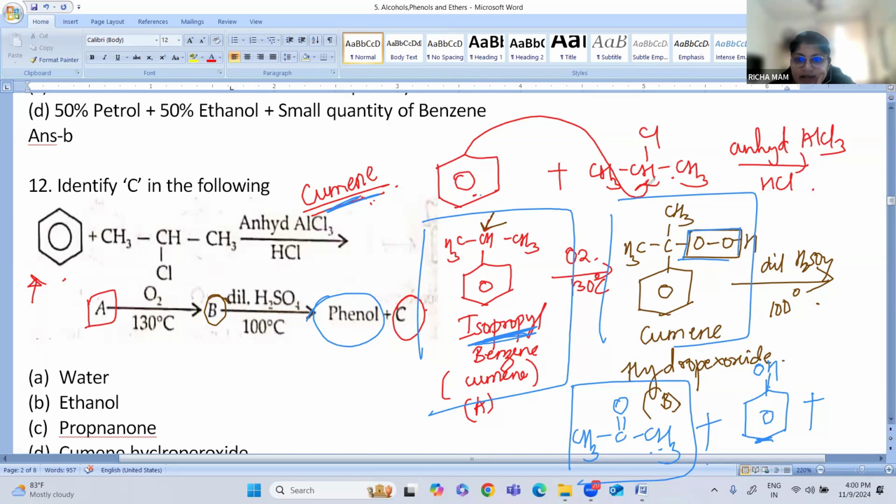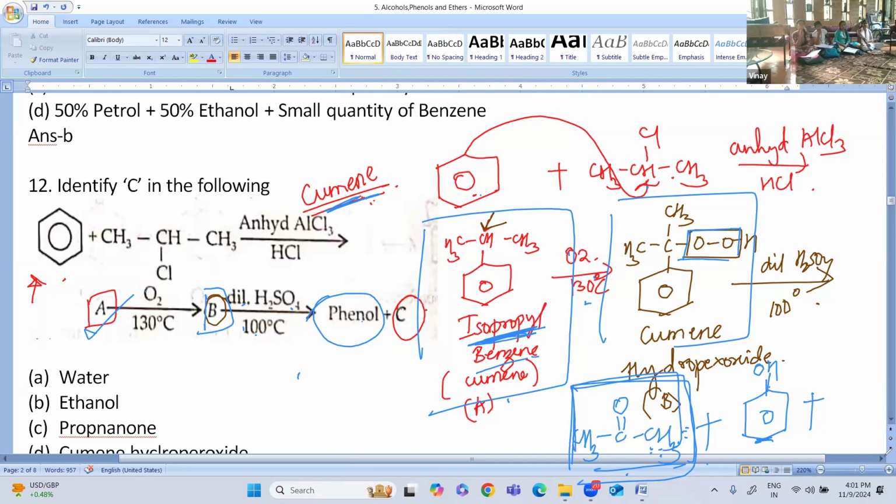So benzene reacted with isopropyl chloride gives isopropyl benzene, that is cumene, our A. Then reacted with O2 at 130 degrees Celsius to give cumene hydroperoxide, B. When you treat it with dilute H2SO4, you are going to get phenol and C, the byproduct. Here the byproduct is very important, so from this you can prepare acetone also. Understood? So what is the answer?